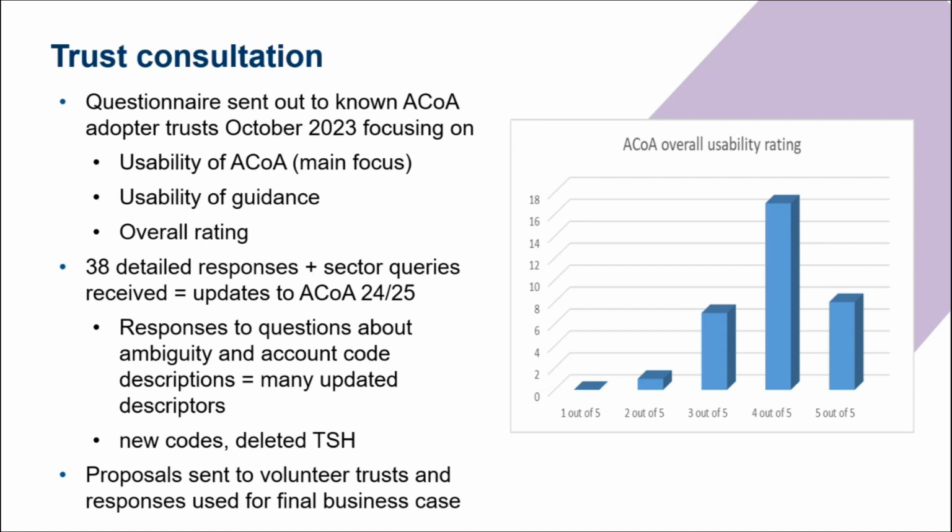As part of that questionnaire, we also asked for an overall rating of how easy the Academy Chart of Accounts was to use. The majority of trusts came back with a 4 out of 5, which was great, but obviously we want to focus on the trusts for whom it wasn't working quite so well. So hopefully we've gone some way to improving the usability of the Academy Chart of Accounts, but we'll continue to look at any thoughts and queries that come through.